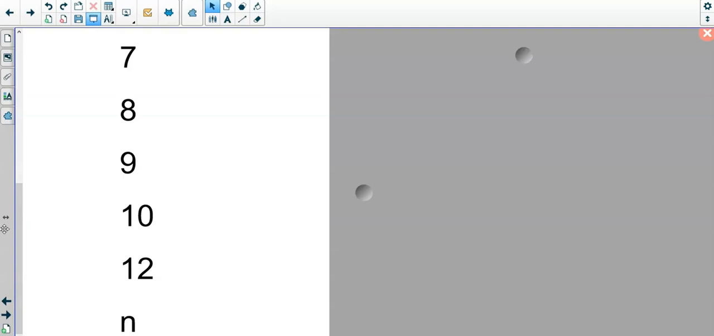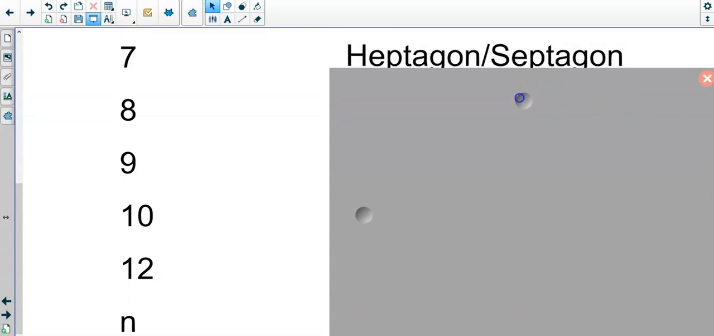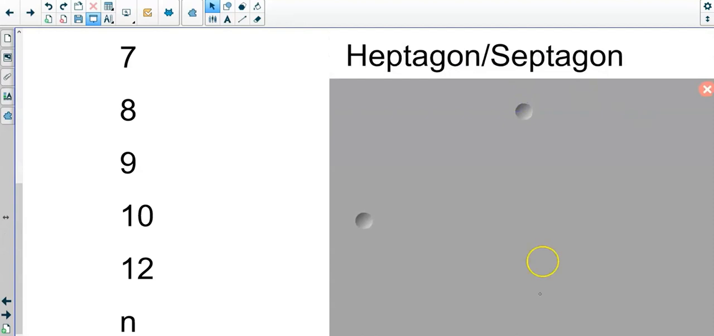So a 7-sided polygon, there are actually 2 names for this. You get to pick. Some books go with septagon. Other books go with heptagon. Okay? So you choose which one you want to do. Septagon or heptagon. This kind of sounds like transformer names. Okay? 8-sided figure, hopefully you remember what that is. Octagon. 9-sided figure is the nonagon.